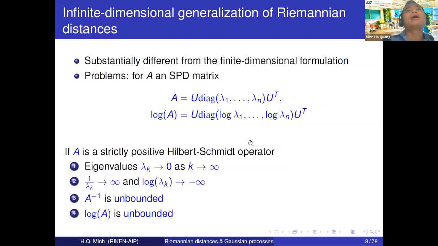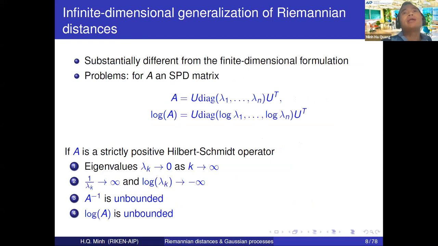And so now let's talk about how we can actually generalize this to the infinite-dimensional setting by setting up Gaussian measures on Hilbert space, and covariance operators of Gaussian measures on Hilbert space. So in this case, we have an infinite matrix, or an operator. For this distance, the infinite-dimensional generalization will be substantially different from the finite-dimensional formulation.